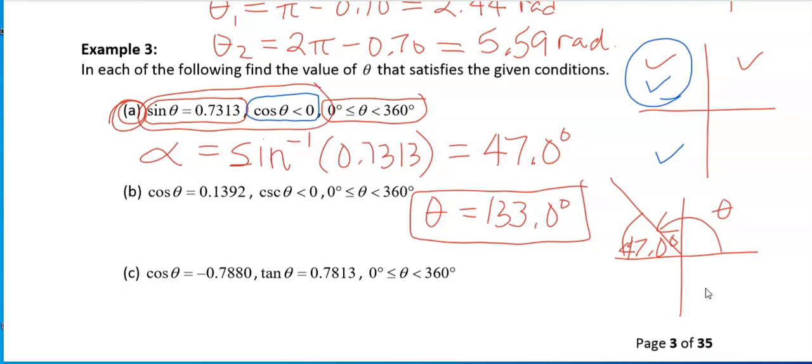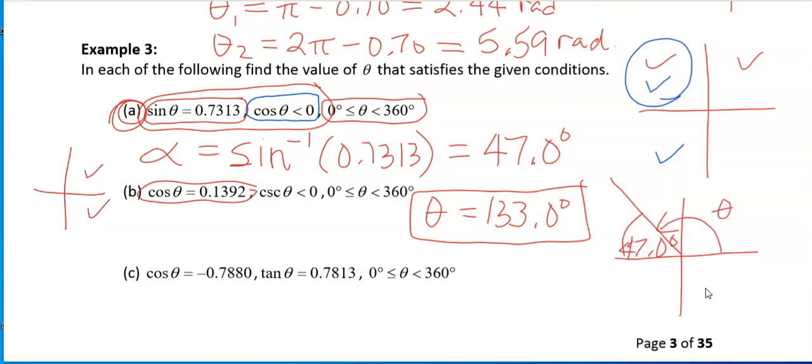Example B, 3B is just like that. Cosine is positive. All right, so there's one condition. Now, if you ask yourself which quadrant has a positive cosine, well, according to the CAST rule, that would be quadrant 1 and quadrant 4.